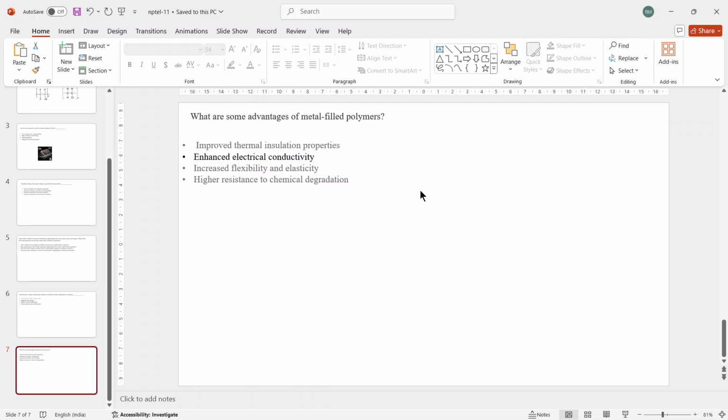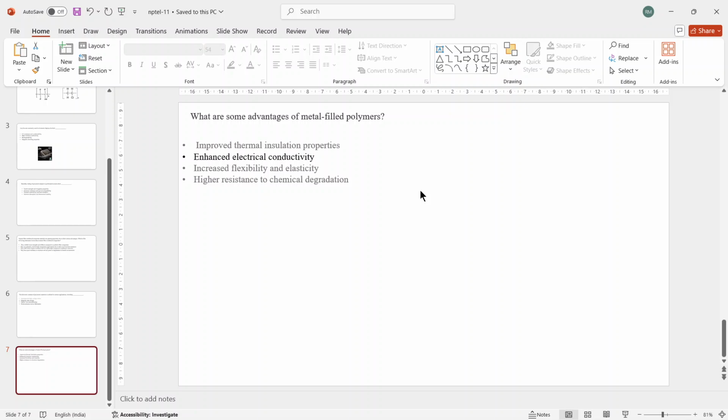What are some advantages of the metal filled polymers? So we are looking for the advantages. Improved thermal insulation properties. Improved thermal insulation properties is not exactly an advantage because polymers inherently are insulators of heat itself, and by adding metal to that, we are making it more susceptible to heat. So the thermal performance might degrade.